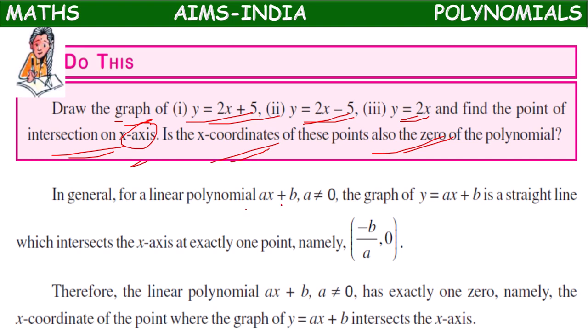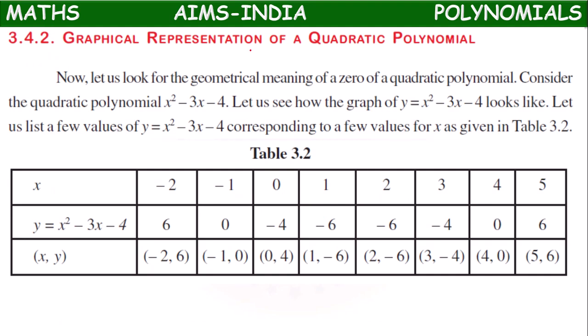In general, children, without drawing the graph also we can tell directly. Suppose ax plus b is there, it will meet the x-axis at the point minus b by a comma 0. It is meeting the x-axis, which means the y value will be 0. So drawing a graph for a linear polynomial is quite easy.